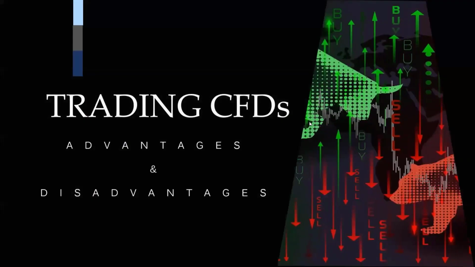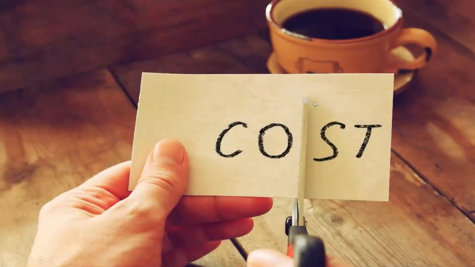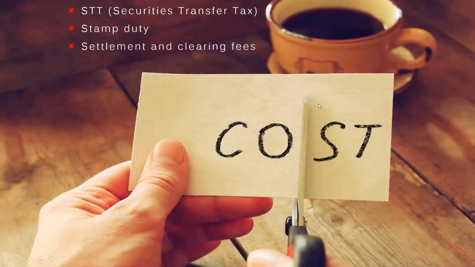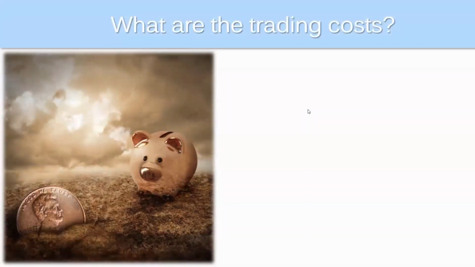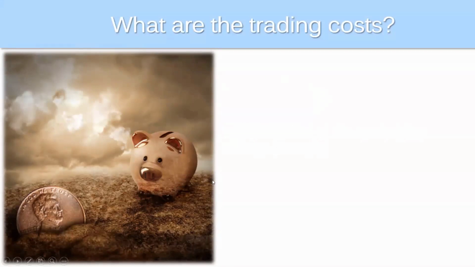So let's now talk about the trading CFDs advantages and disadvantages. The first thing is that, as I mentioned before, you don't have to pay securities transfer tax, stamp duty, settlement and clearing fees, investor protection levy, VATs, and straight. Okay. So when we're talking about the costs, and this is another thing that isn't in the multi-trader system program, because I did want to just get to the point.